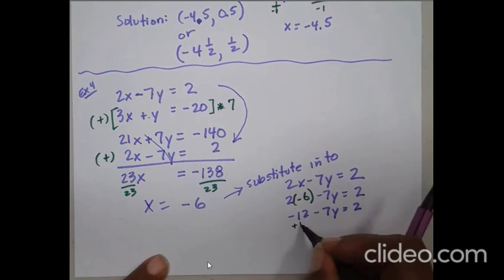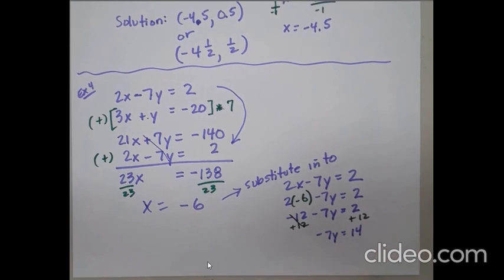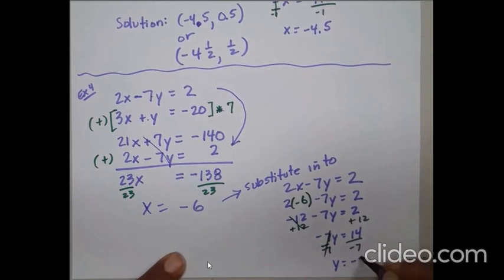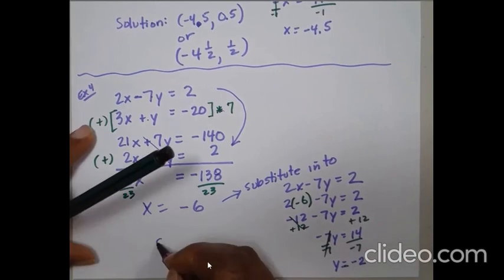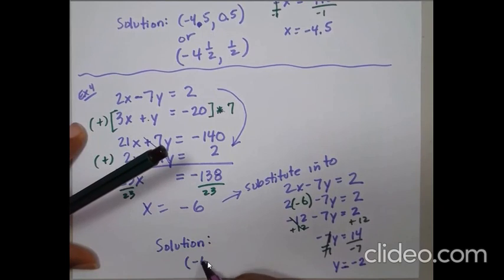You add 12 to both sides when you're solving. These reduce and simplify. Negative 7y equals 14. Divide both sides by negative 7. And you're left with y equals negative 2. The solution for this system of equations is negative 6 and negative 2.